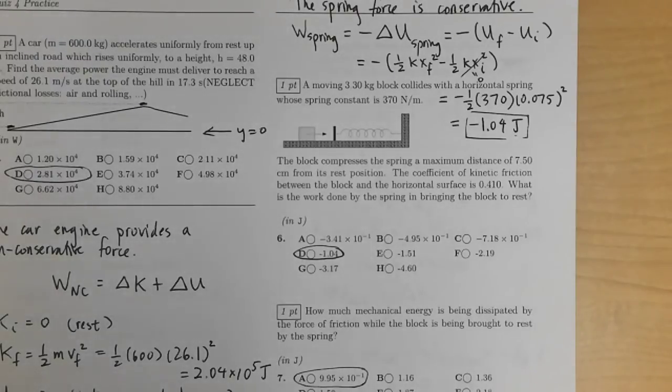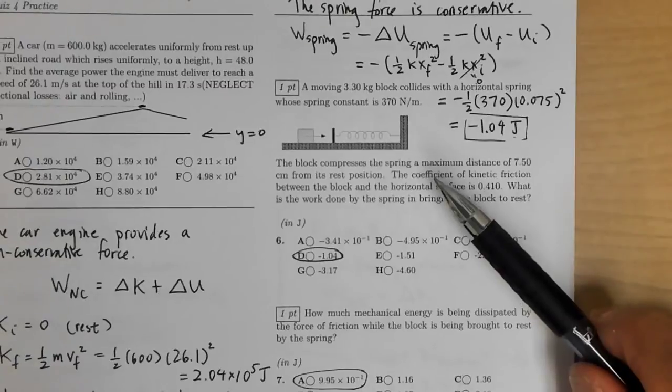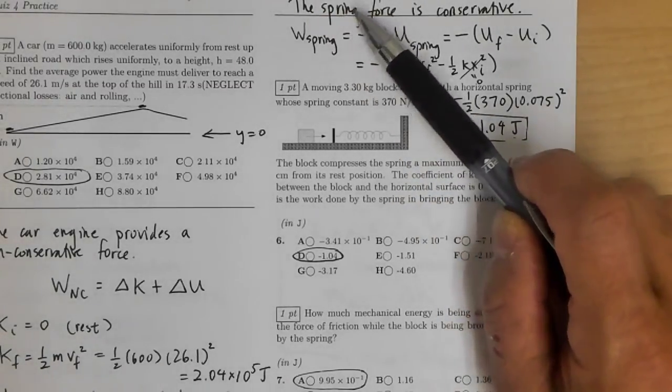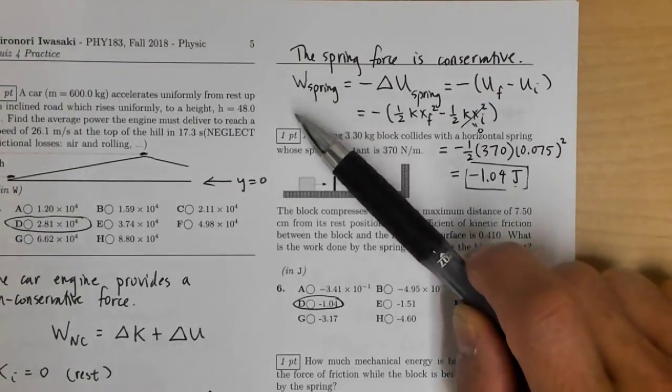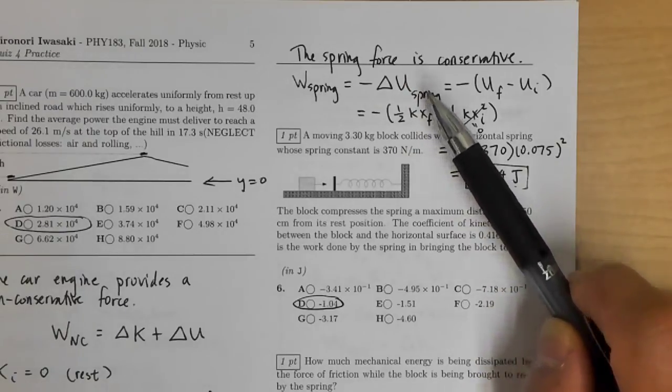Okay. Now, the spring is a conservative force, so there's many ways to do this problem, but let's just use the fact that it's a conservative force, and so the work done by the spring is negative the change in the potential energy of the spring.